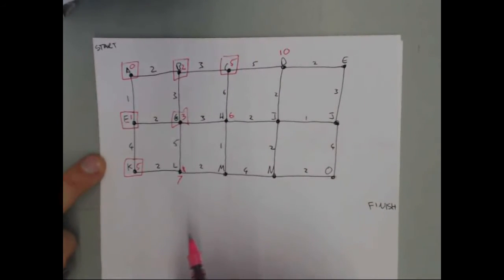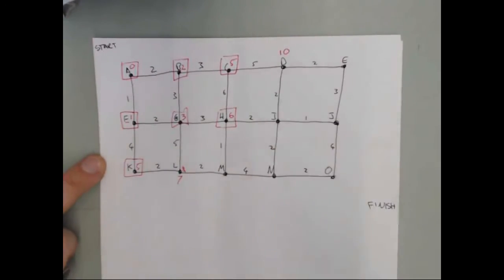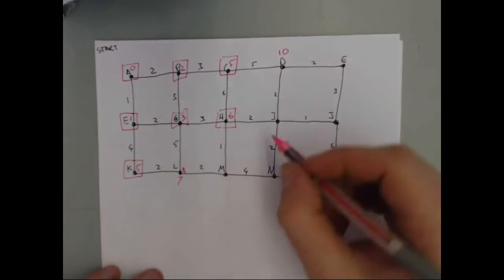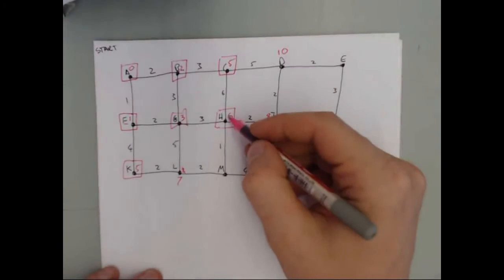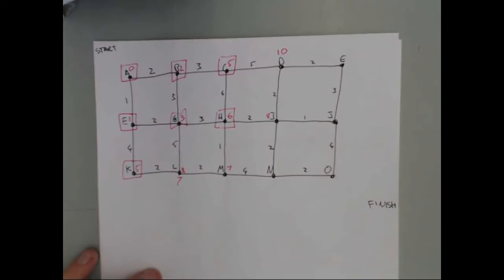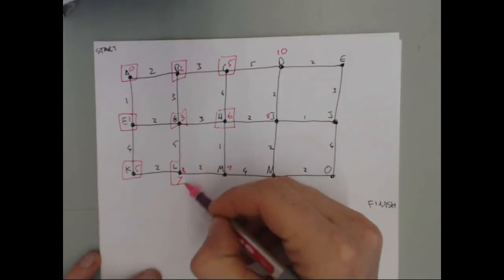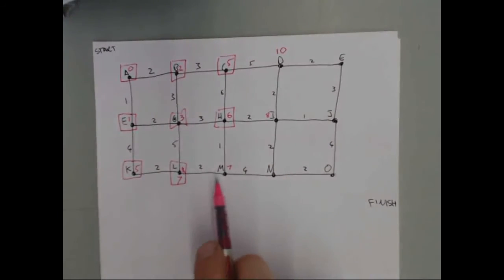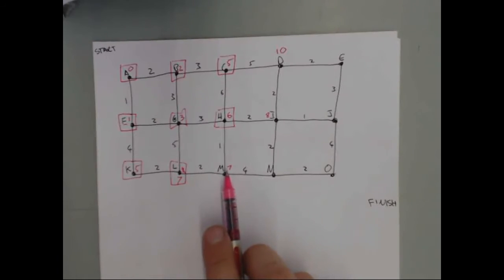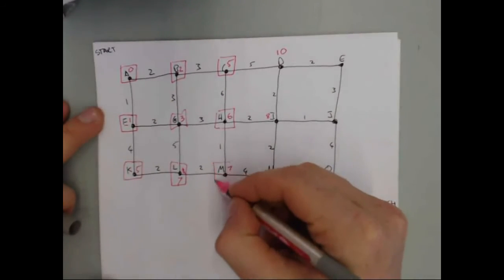Box the smallest unboxed label. Once a label has been boxed, assign values to each label next to the box. 6 plus 2 is 8. 6 plus 1, 7. Next, we're going to box the smallest node. I'm going to do this one here. There's only one connected to that. 7 plus 2 is 9, which is bigger than 7. So we're going to leave that one as a 7, which is now the smallest on the board.